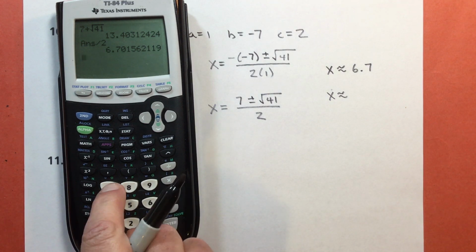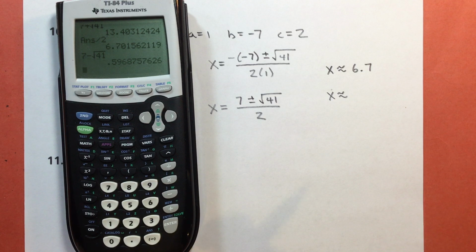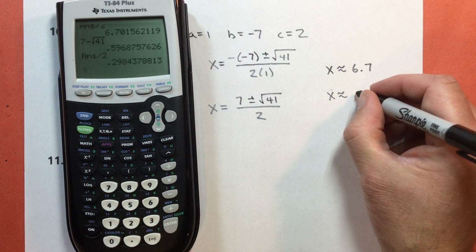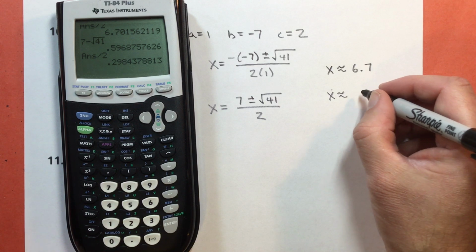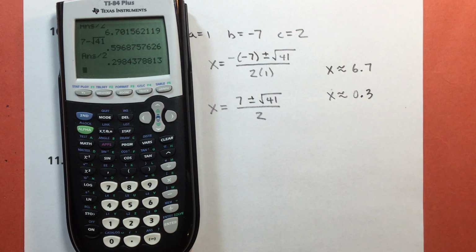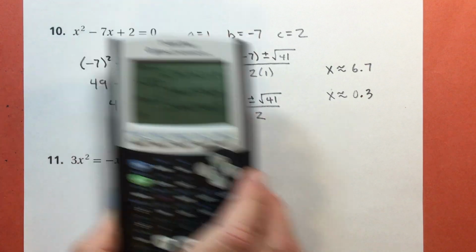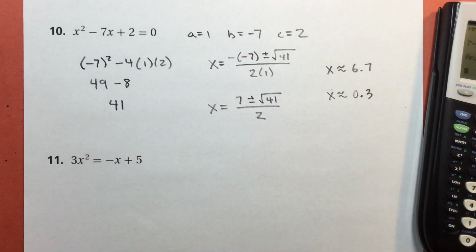The other one's going to be 7 subtract square root of 41. And I'll divide that by 2. And x is approximately equal to about 0.3. Both of these are going to be irrational, so they have decimals that go forever. So we're just going to give an estimation.